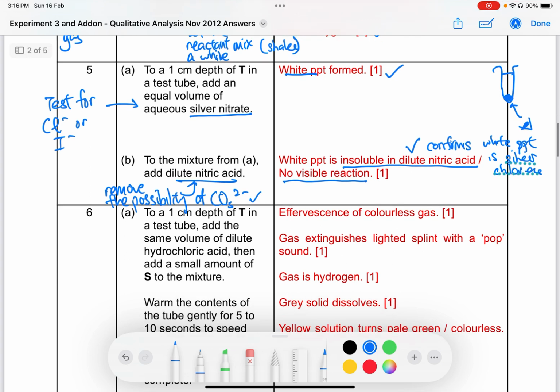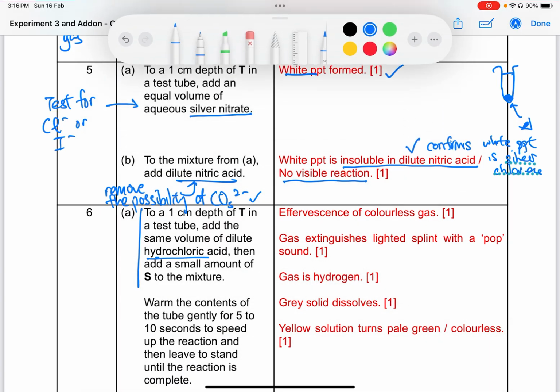6A, to 1 cm depth of T in a test tube, add the same volume of dilute hydrochloric acid, then add a small amount of S to the mixture. So you realize for here, there is the reaction of hydrochloric acid and S, which you had at the start, and that's why you got this. Alright, let me write the odorless here.